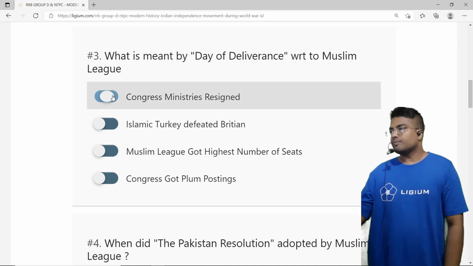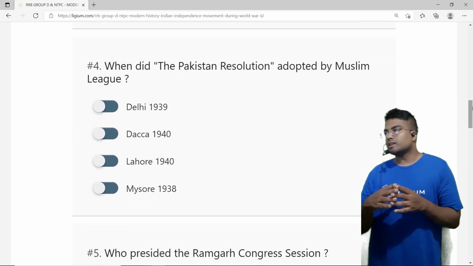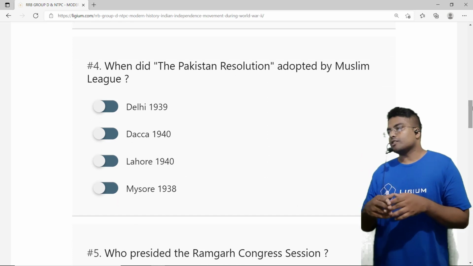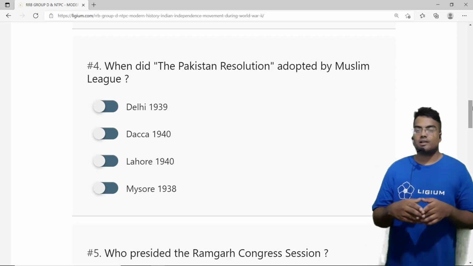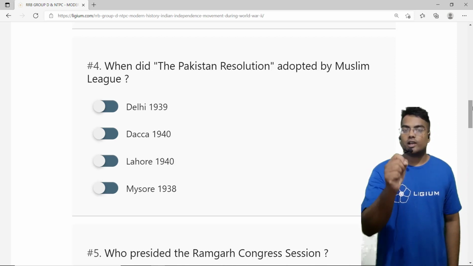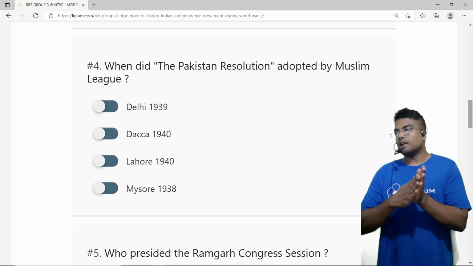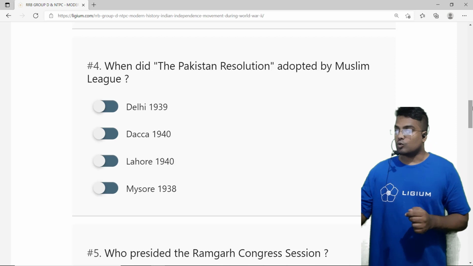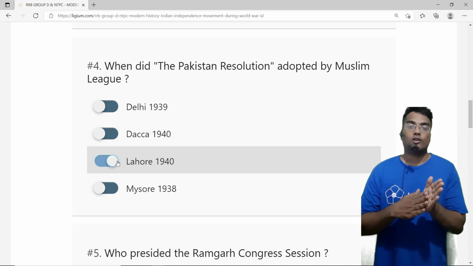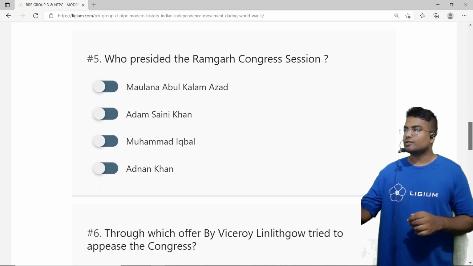Then we have the fourth question. When was the Pakistan resolution adopted by the Muslim League? This is a very important question. The Pakistan resolution was adopted by the Muslim League in Lahore in 1940. So the correct option is option C, Lahore 1940. Let me just mark that.